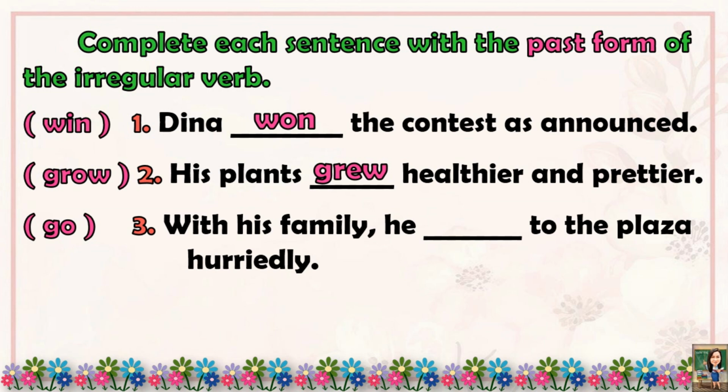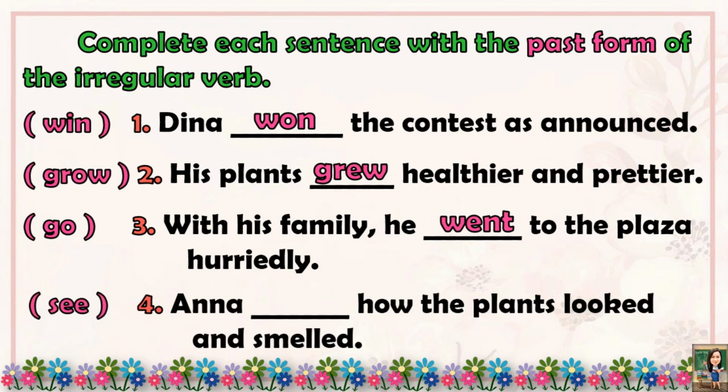Number 3. Go. With his family, he blank to the plaza hurriedly. What is the past tense of go? Correct. Went. With his family, he went to the plaza hurriedly. Number 4. Anna blank how the plants look and smelled. What is the past tense of see? Very good. Saw. Anna saw how the plants looked and smelled.